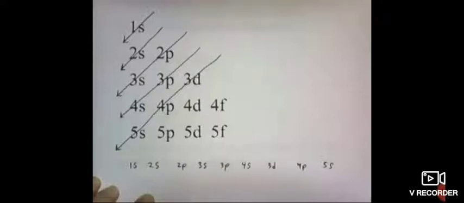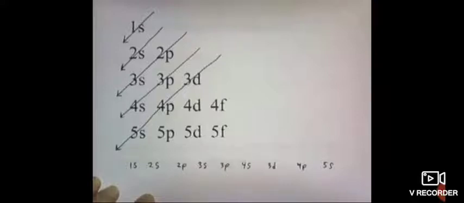So first, suppose 12 electrons are there. The first 2 electrons will occupy the 1s orbital, the next 2 will occupy 2s, then 6 will occupy 2p, and the next will occupy 3s. So the orbitals first complete the lower energy level, then go to the higher energy level. If 2 orbitals have the same value of n plus l, then the one with the lower n will be filled first.